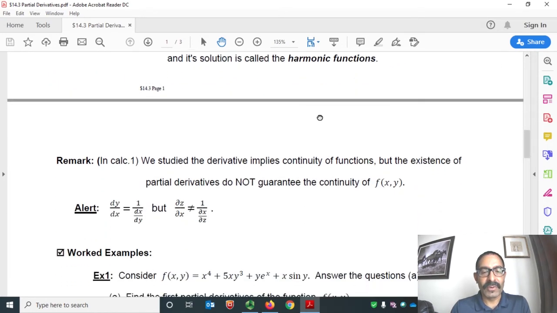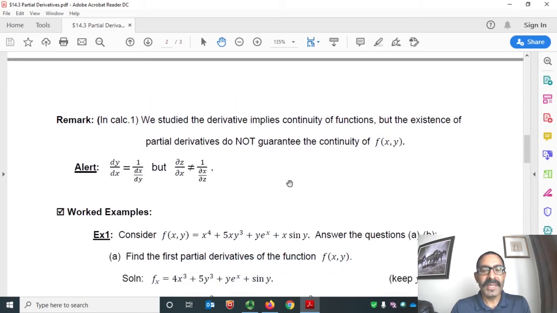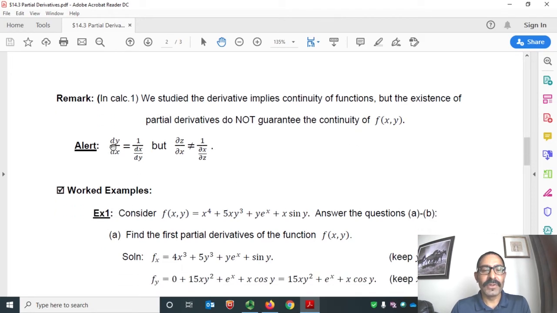Great. Quick remark. In calculus 1 we studied that differentiability implies continuity of functions, but the existence of partial derivatives does not guarantee the continuity of functions. We know dy by dx equals 1 over its reciprocal, but this is not true in the partial derivatives case. Now with these ideas, let's do some examples.